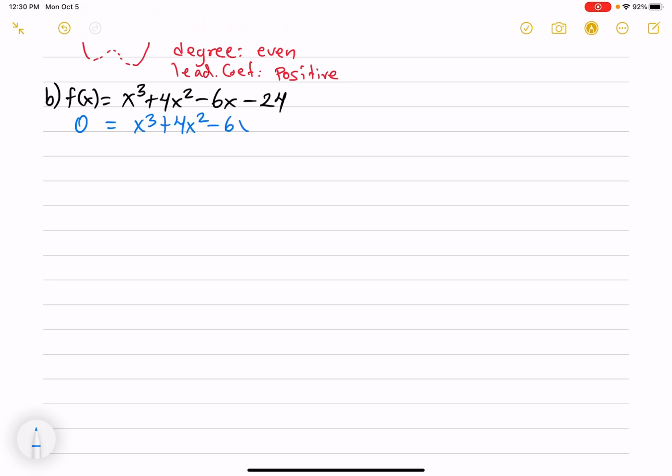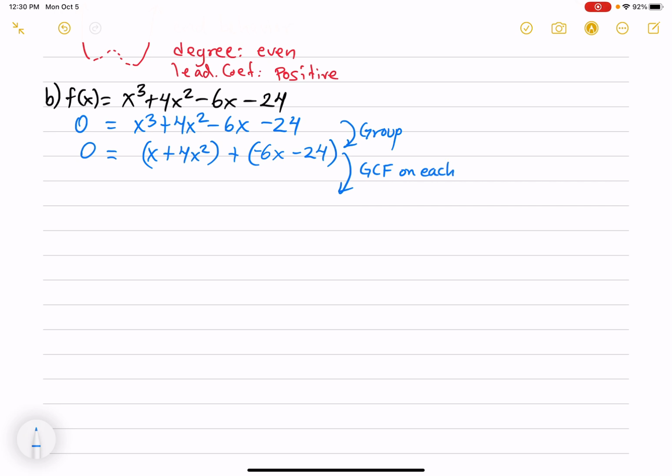Please remember how to factor a polynomial function that has 4 terms. We do it by grouping. If you remember, step 1 is to group. The second thing we do is take the GCF on each group. So here the greatest common factor would be x squared, and we're going to end up with an x plus 4. And the greatest common factor on the right parentheses is -6.